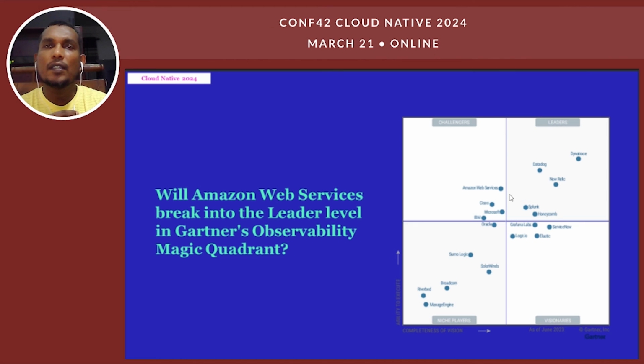And finally, my prediction for this year. If you see Gartner's Magic Quadrant, we have the leaders: Dynatrace, Datadog, and New Relic are the top three, and we have Amazon Web Services as a leading contender in the challengers category. With all the new advancements and announcements from last year's AWS re:Invent, which is about Application Signals, log anomaly detection, and other improvements to anomaly detection and AI-based changes related to CloudWatch, I'm pretty sure Amazon Web Services will be in the leaders category the next time Gartner releases this Magic Quadrant.